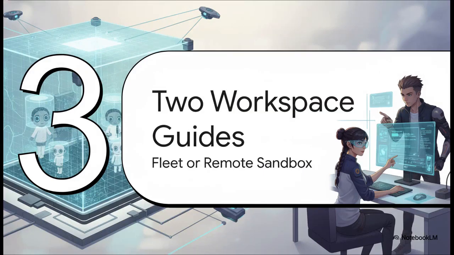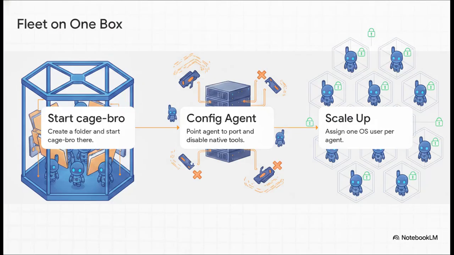All right, section 3, your 2 workspace guides. Let's talk setup for new users. Let's look at exactly how you set this up to keep your new agents neatly confined. Scenario A is for a fleet on one box. Let's say you want to run 20 agents on a Mac Mini.